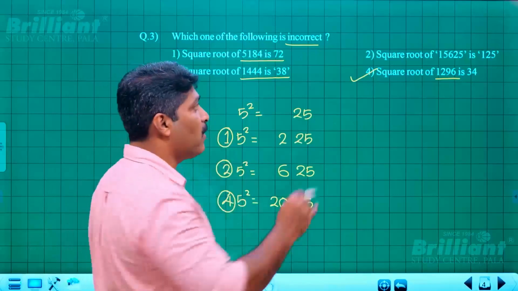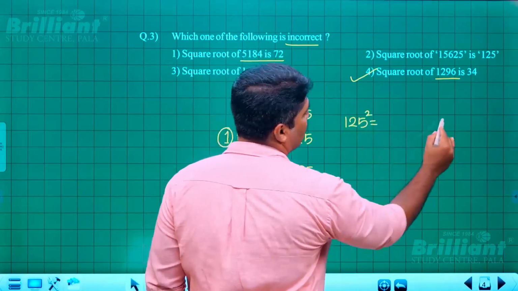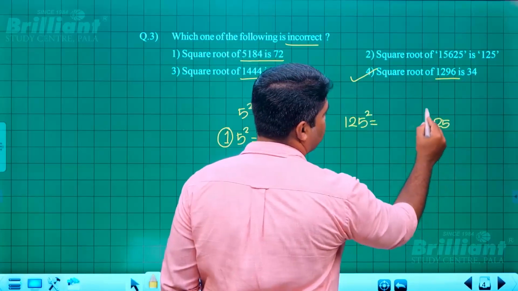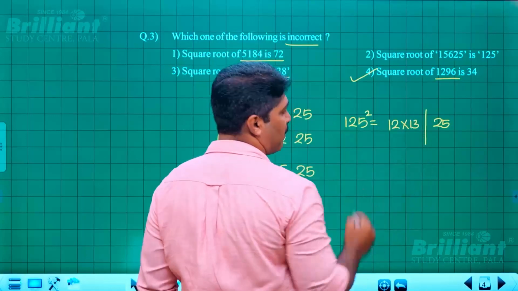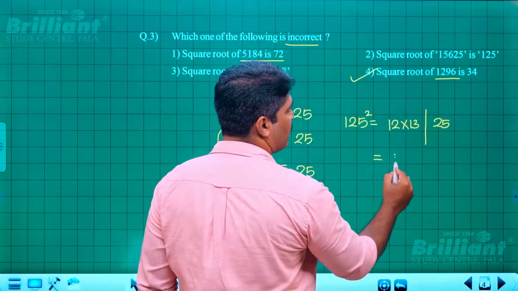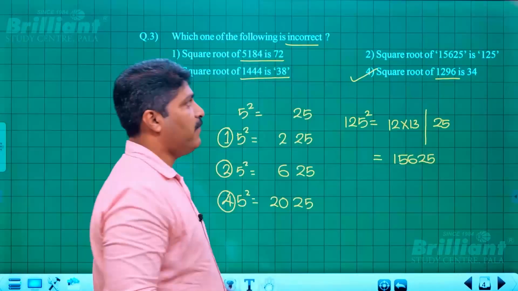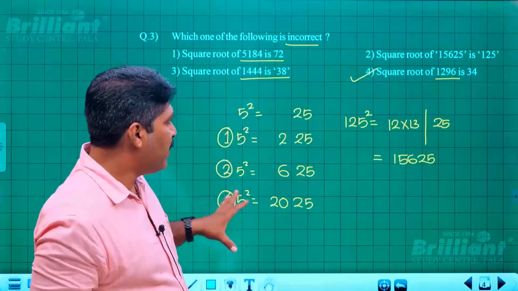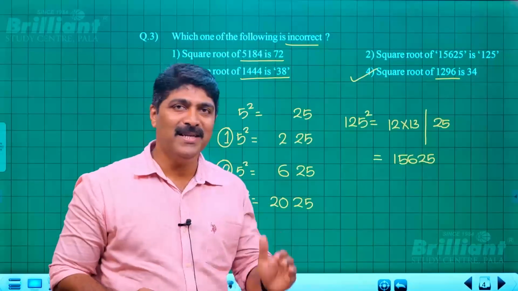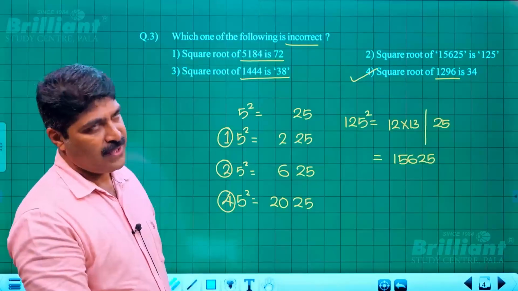By using the same logic, if you need to find out what is 125 square, first you just write 25. Then this 12, multiply with its immediately succeeding number. So here we know that this is equal to 156 and 25. Like that way also we can reach the conclusion, that is 15625. This is a trick to find out the square of numbers which end in 5. So like this way you can catch the answer.